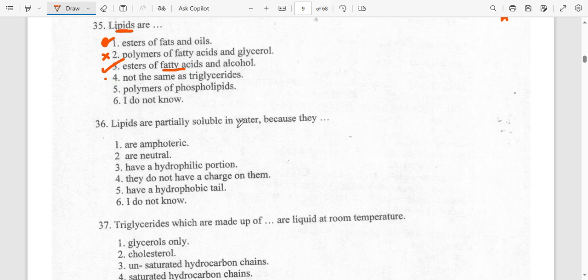Lipids are partially soluble in water because they are amphoteric. Let me put a dot. Neutral is not the reason for being soluble. Hydrophilic is not the reason for solubility. They do not have a charge, that's not a reason. Having a hydrophobic tail, that's not a reason. So they are amphoteric. They have got one end that is hydrophobic, another end that is hydrophilic.